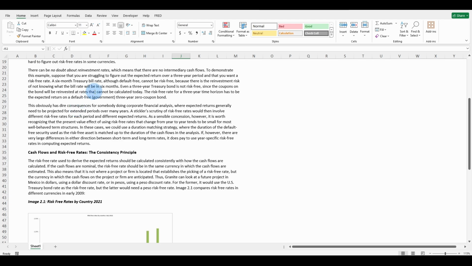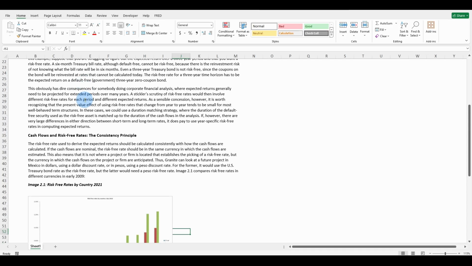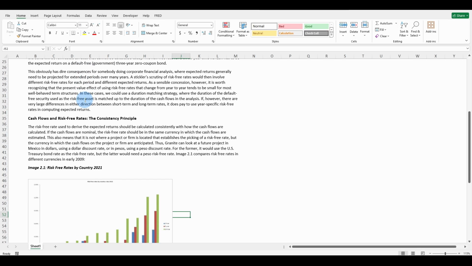Even a 3-year treasury bond is not risk-free, since the coupons on the bond will be reinvested at rates that cannot be calculated today. The risk-free rate for a 3-year time horizon has to be the expected return on a default-free government 3-year zero coupon bond. This obviously has dire consequences for someone doing corporate financial analysis, where expected returns generally need to be projected for extended periods over many years.